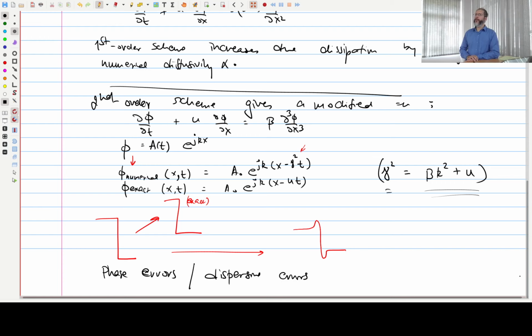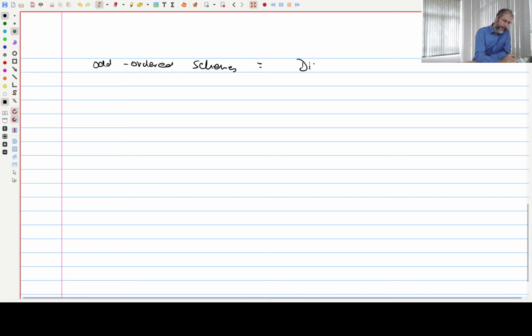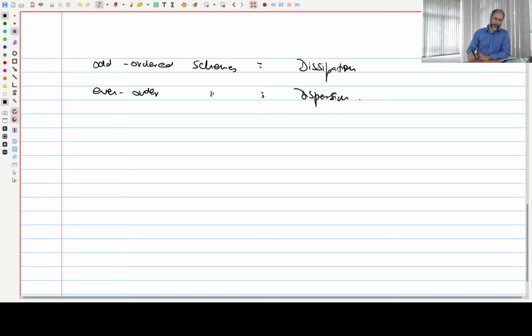So we will tend to use diffusion and dissipation interchangeably, and dispersion is the other effect because of second order derivatives, second order errors. Now we generalize that. We'll say that in general, schemes which are first order, or schemes which are odd ordered, will show dissipation, and even order schemes like second, fourth and so on will show dispersion in the solution.